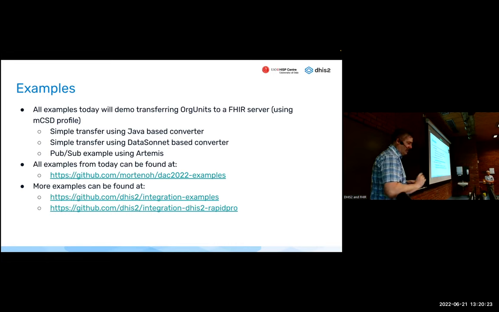So the last link is not an example repository, but it's actually something that's undergoing heavy development, and that's our DHIS2 to Rapid Pro connector. And that is using everything you're going to see today. So it's using Camel, it's using Datasonnet, it's using all the things you will see today. So if you want to see a bit more real example, and not just a few lines, this is probably the place to go.